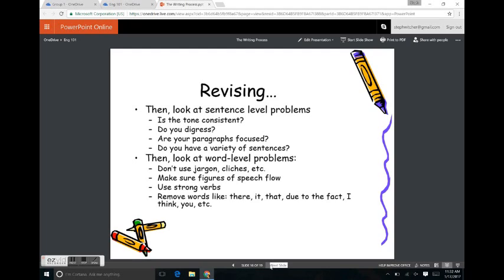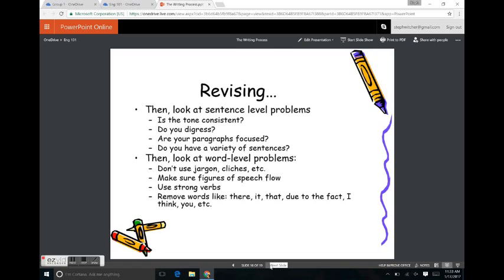That step's pretty simple. So then you're looking at sentence level issues. Is my tone consistent? Do I digress? This is a huge problem in student writing. Make sure you're staying focused. Okay, so are your paragraphs focused? That is, do your specific details match your topic sentence? Remember, we talked about every body paragraph should have a topic sentence. So do all your specific details fall under that topic sentence?